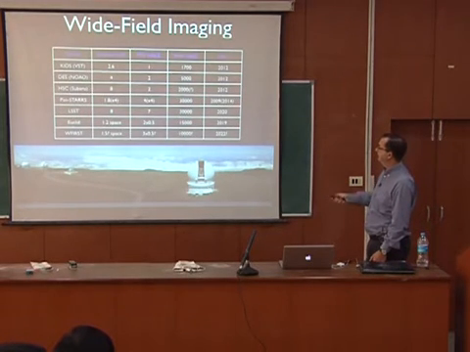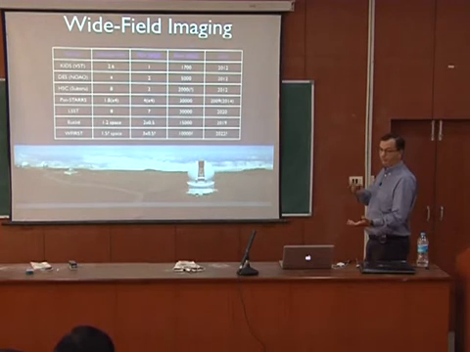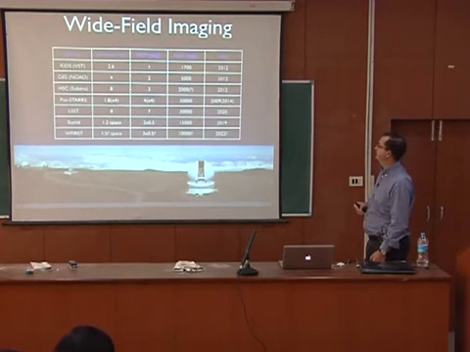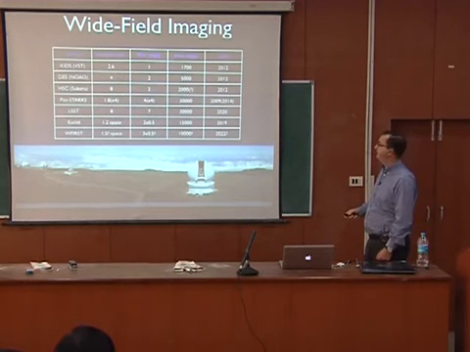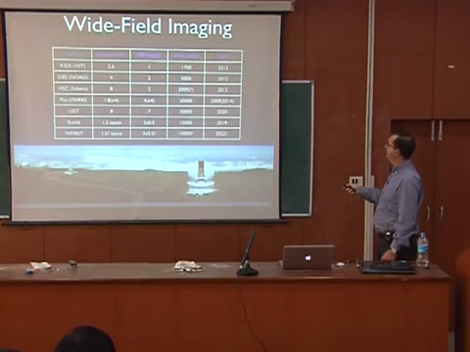So Euclid is one I worked on, with a 1.2 meter telescope in space with about a square degree field of view, with both infrared and optical visible imaging. The idea is to cover 15,000 square degrees. The start date is around 2019 or so.